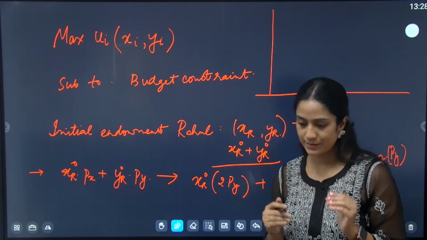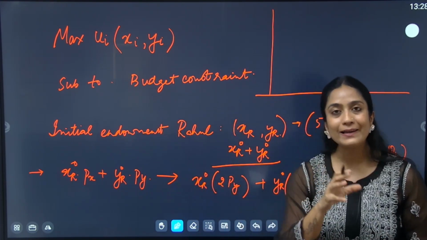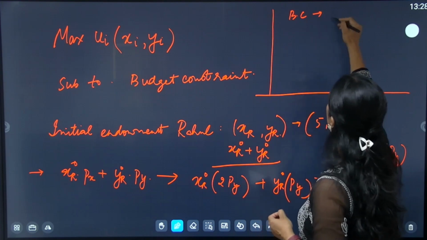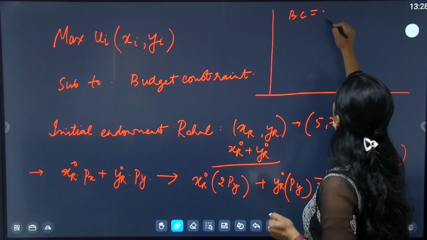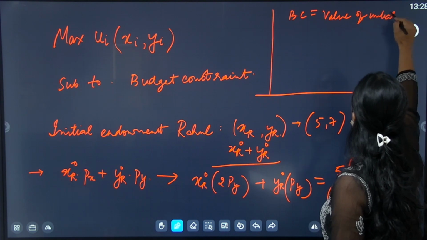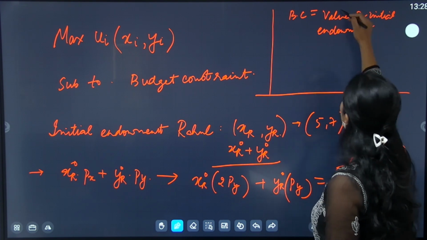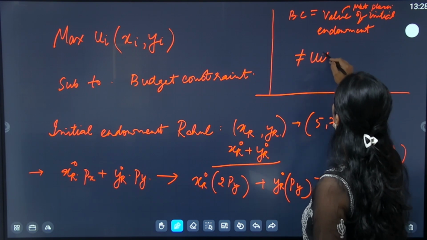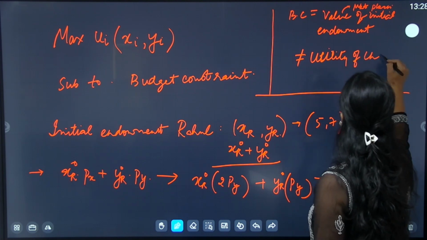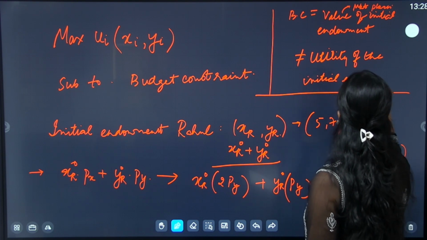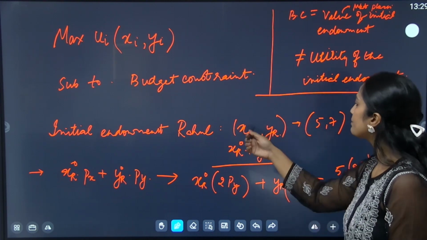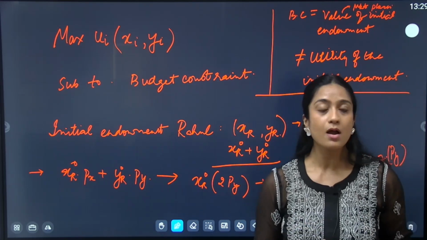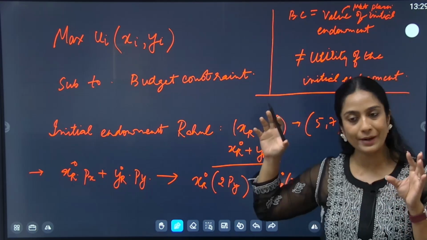Okay, so make sure you understand this, that the budget constraint is the value of your initial endowment, and this value is the value that the market places on it, and this is not equal to the utility of the initial endowment. Because this bundle will give some utility to Rahul and some other utility to Fiza, right? Utility is agent specific, but the value that the market places on a particular bundle of goods is the same for everyone.